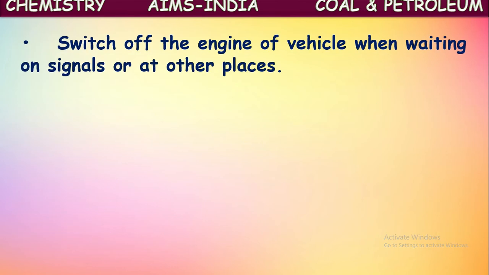Let us see here. One of them is, let us switch off the engine of the vehicle when waiting at signals or at some other places. So we are moving on a vehicle. We are stopped at certain signals or at other places where we are waiting for some time. When you are waiting at such places, it is better to switch the engine off. In that way, we can save certain fuel. If the engine is kept on continuously, it will be consuming fuel, so it will be a waste of fuel. If you switch it off, we can save a little amount.